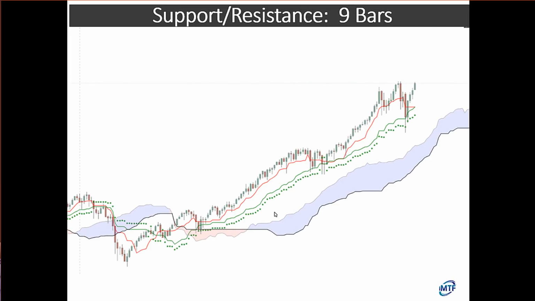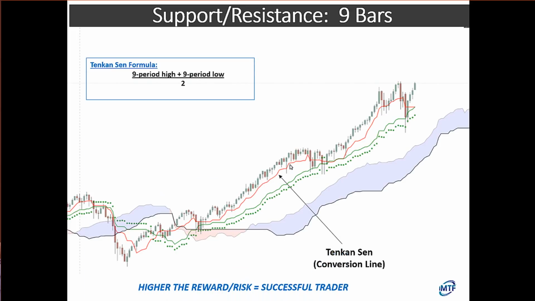The next support resistance is 9 bars, which is this red line. Notice price and this red line kind of hug each other and are very close with each other. The formula is basically here. It's called the Tenkan-sen, or conversion line. A lot of people use this red line for strategies. So just like moving averages, where the 50 crosses the 200, one of the most popular Ichimoku strategies out there is when the Tenkan-sen, the red, crosses over the green, and vice versa.